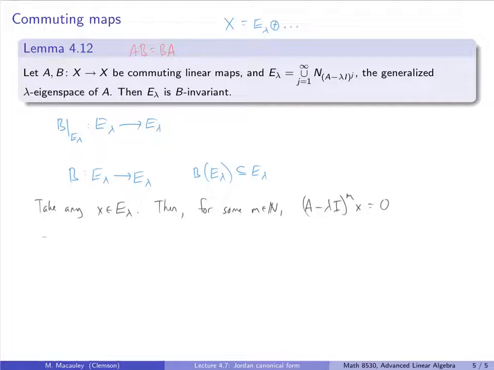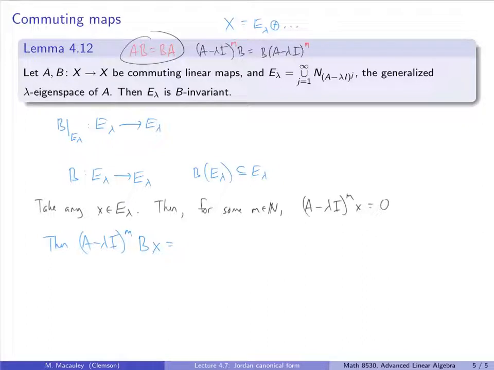So then (A minus lambda I) to the m times Bx, we just have to show that that is equal to 0. And I claim that we can commute A. I probably don't need to verify this, but let me just do it up here. If AB equals BA, that means that (A minus lambda I) times B equals B times (A minus lambda I). And similarly, (A minus lambda I) to any nth power, to the m, times B is B times (A minus lambda I) to the m.